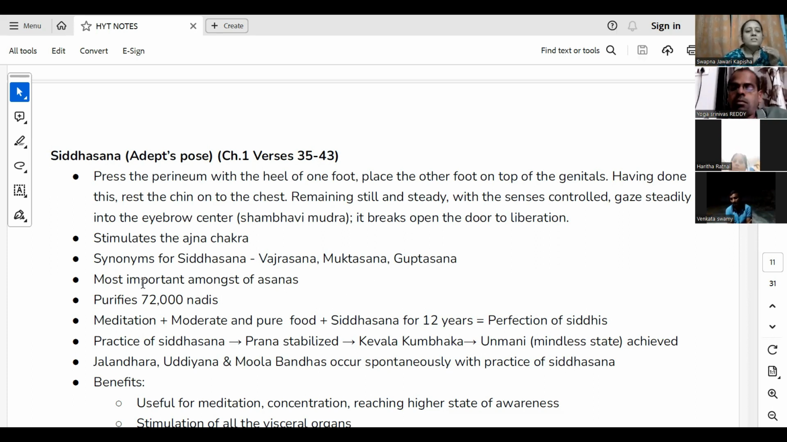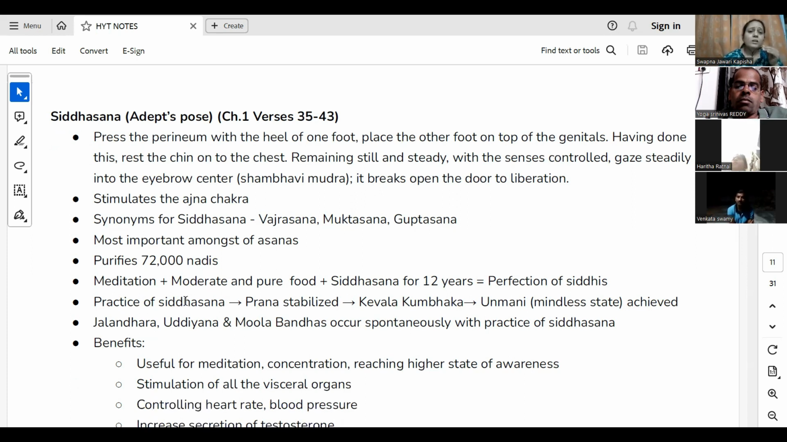Okay. This is the most important of all the asanas. It purifies the 72,000 nadis. It has been told that a person who sits in Siddhasana with mitahara and meditation for 12 years will get perfection of siddhis. All his siddhis will be perfect. 12 years of Siddhasana with mitahara and meditation, he will attain siddhis.